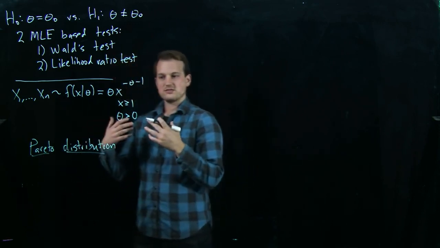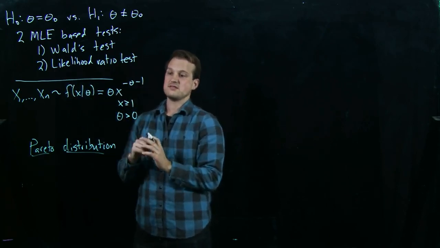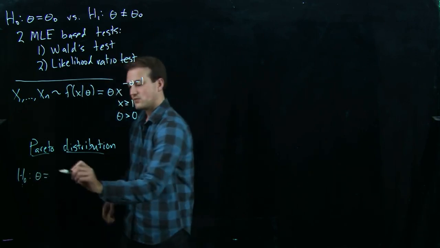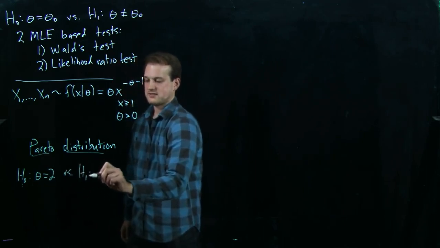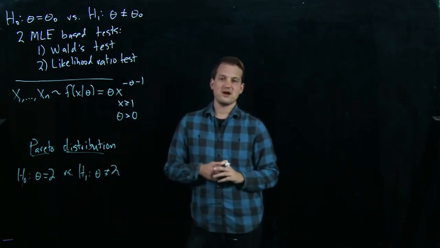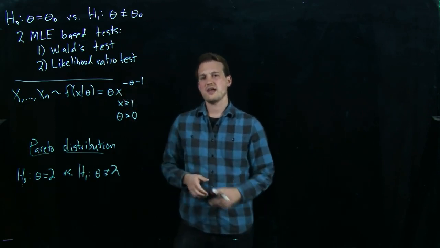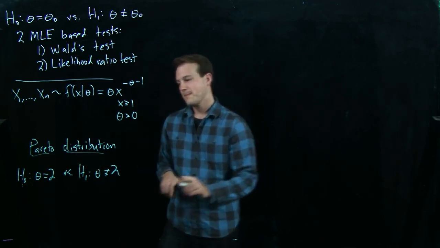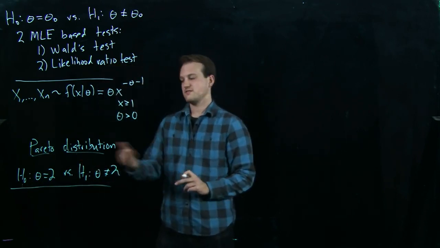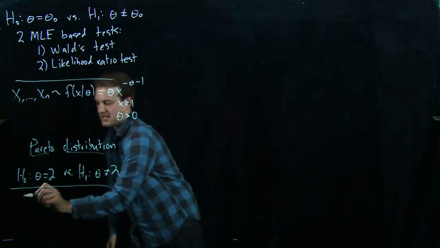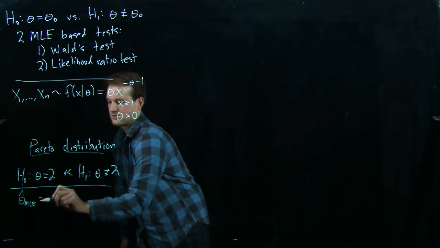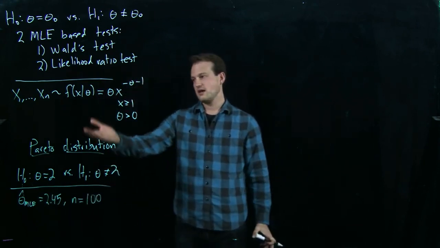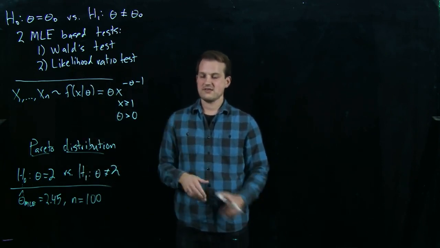After we look at this example and derive these two tests for this distribution, we're going to try to test, for example, a null hypothesis where theta equals some value. We'll pick theta equals 2 versus the alternative hypothesis that theta does not equal 2. So this would be an example where maybe you have some application and you expect the parameter theta in your Pareto distribution to be 2, and you just want to see, does the data actually match this null hypothesis? After we derive the two tests for these hypotheses, we're going to actually do the test where we observe an MLE of 2.45 with a sample size of n equals 100. And we're going to look at what these two tests say for this data given these hypotheses.